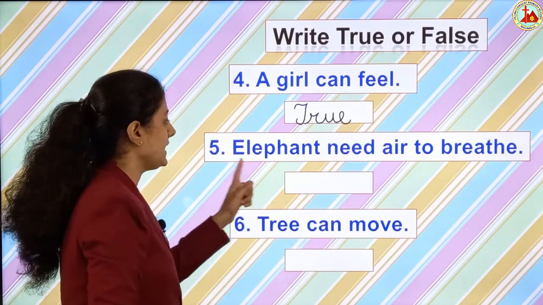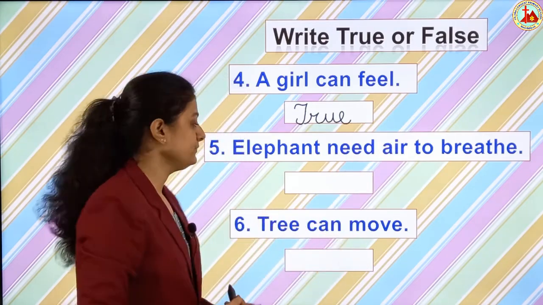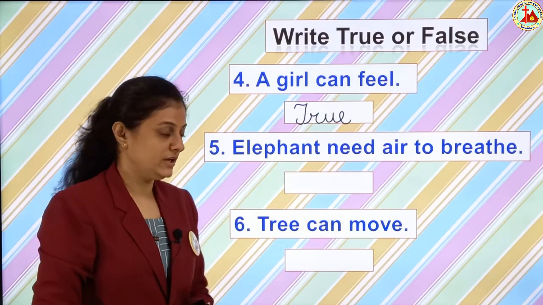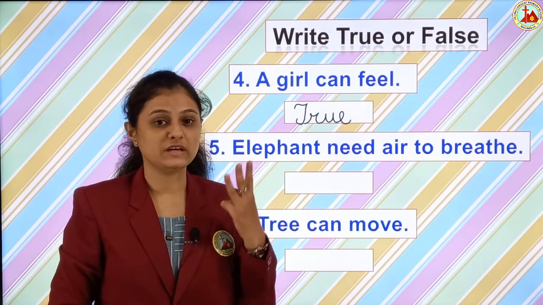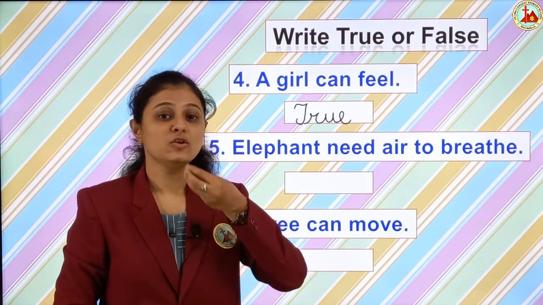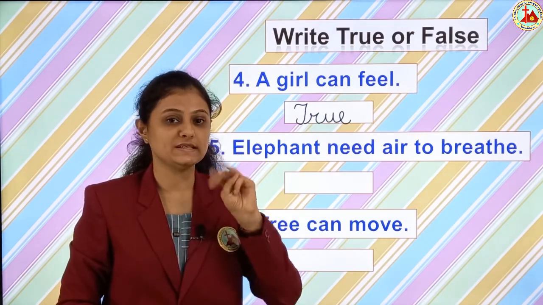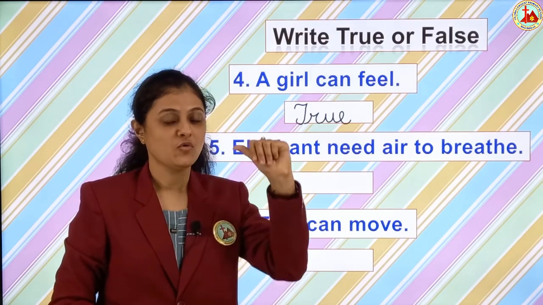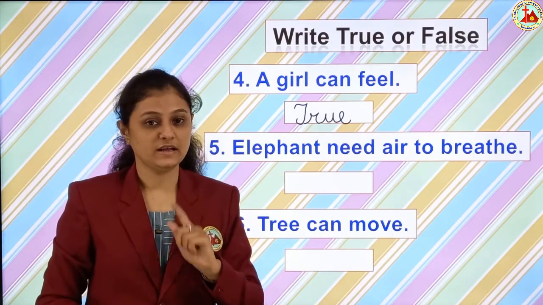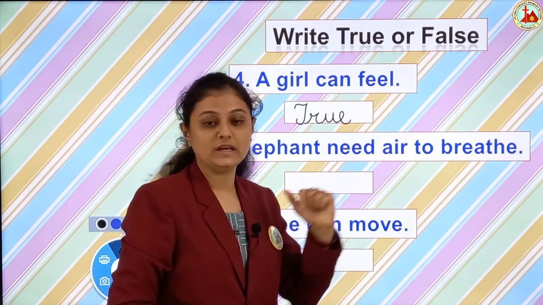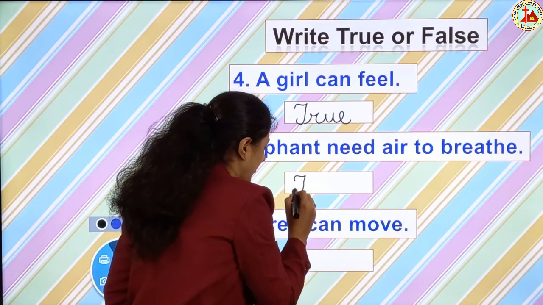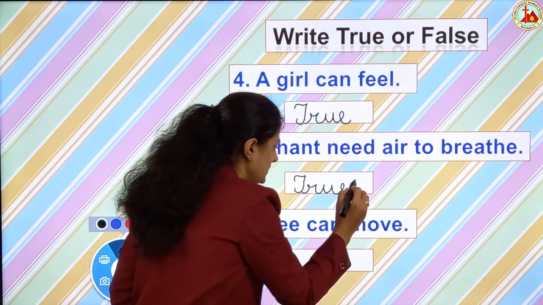Number 5. Elephant needs air to breathe. First of all tell me, is an elephant living or non-living? Living. Very good. So for all living things, which are the 3 basic needs? Air, water and food. Once more, 3 basic needs. Air, water and food. So elephant is a living thing, so elephant needs air to breathe. True or false? True. Very good. So we will write true, T-R-U-E. True.